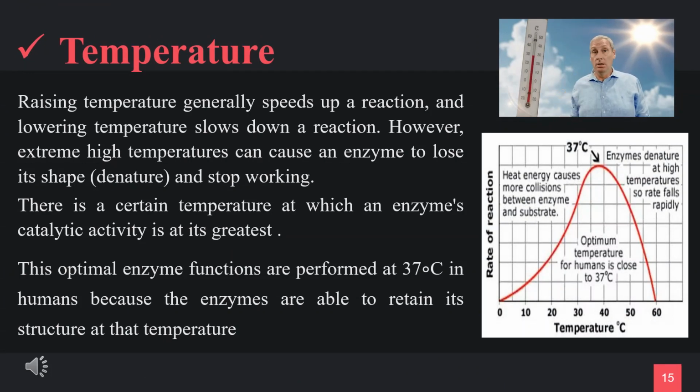As we all know, raising the temperature will increase the speed of the work. However, this is not quite accurate with enzymes, because each enzyme has an optimum temperature, above which there is destruction in the structure of the enzyme, in which the enzyme will be denatured and hence will not work. Raising the temperature generally speeds up the reaction, and lowering the temperature slows down the reaction. However, extremely high temperature can cause the enzyme to lose its shape. There is a certain temperature at which most enzymes work, which is the normal body temperature, equal to 37 degrees Celsius.